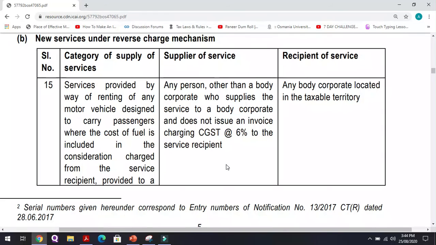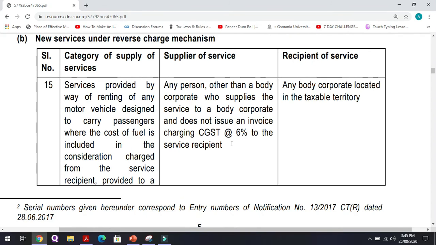So now it covers an unregistered person as well. How does it cover an unregistered person in this particular situation? Basically, an unregistered person will definitely not issue a tax invoice, and he will not issue an invoice wherein he is charging GST to the recipient. So that's how an unregistered person will now be covered under this particular case. And even if an unregistered person is supplying services of renting of motor vehicle to a body corporate, in that situation as well, the body corporate will have to pay tax under reverse charge mechanism.